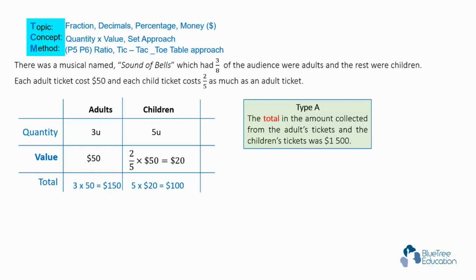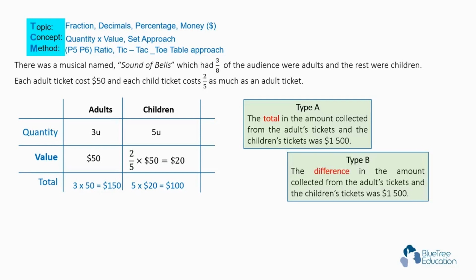Now, I'm going to bring to your attention that there are 2 main types of this question. Type A: what is the total amount of money collected, 1,500. Type B: the difference in the amount, 1,500. Now, parents, it is value for money. You attend one webinar, I show you one question, but I show you 2 types of questions within this question.